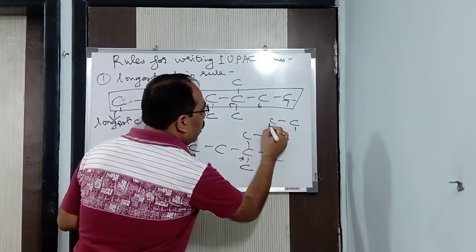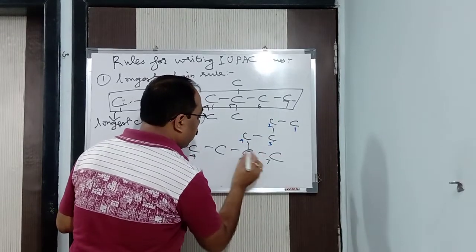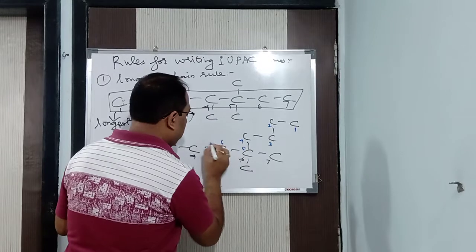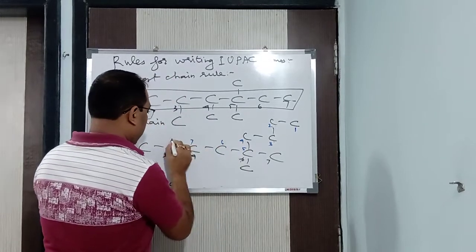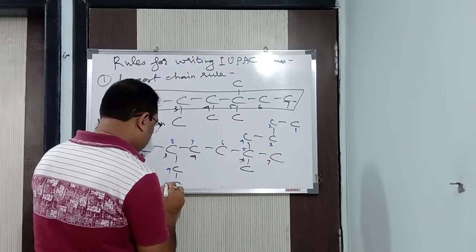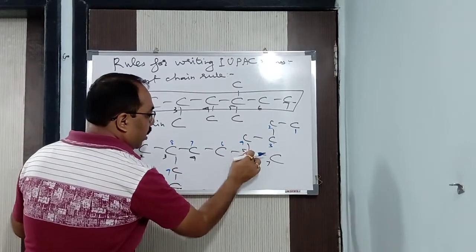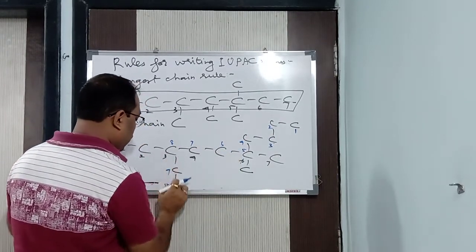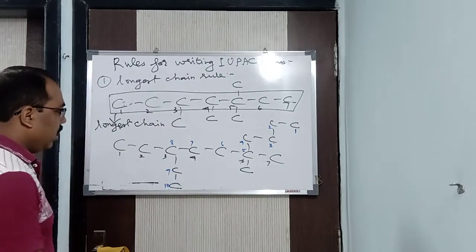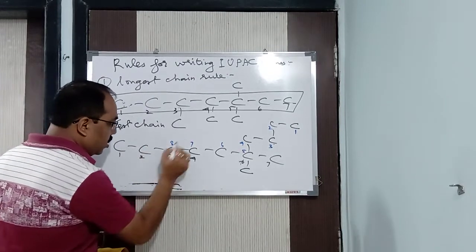Okay, 1, 2, 3, 4. This is your 5, 6. Now 7, 8, 9, 10. You can see 1, 2, 3, 4, 5, 6, 7, 8, 9, 10. So which is the longest chain? Definitely this is your longest chain, this particular one.